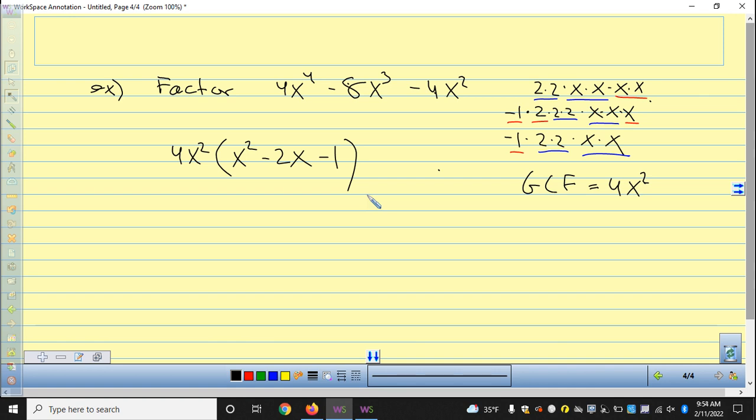And we can check our work. If we distribute here, 4x squared times x squared is 4x to the fourth. 4x squared times negative 2x is negative 8x to the third. And 4x squared times negative 1 is negative 4x squared.